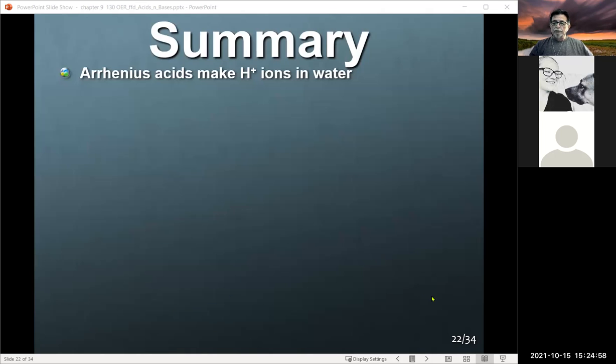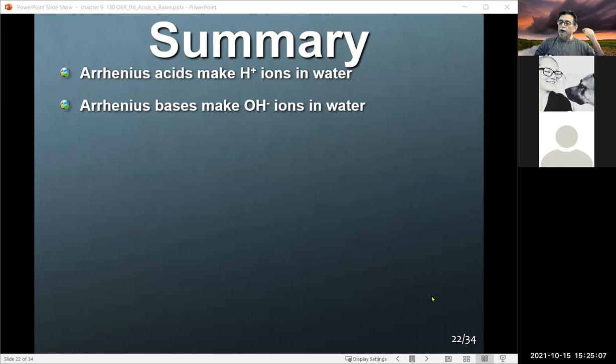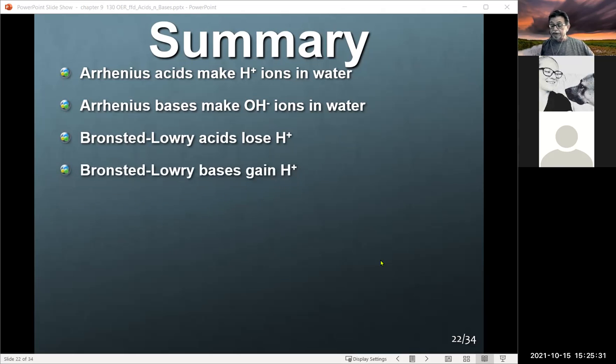So let me summarize this. Arrhenius acids make protons when we put them in solution; they dissociate. Arrhenius bases produce the hydroxide ion in solution. So Arrhenius acids are really covalent, and Arrhenius bases are really ionic. With respect to Brønsted-Lowry acids, similar to the Arrhenius acids, you're going to lose or produce a proton. A proton is being generated someplace in solution. Where they differ is the definition of a base.